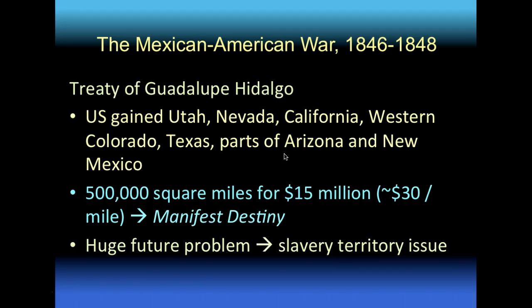This war ends in what is called the Treaty of Guadalupe Hidalgo. And the U.S. ended up gaining Utah, Nevada, California, Western Colorado, Texas, and parts of Arizona and New Mexico. So a lot more than even what President Polk originally wanted. And they got all of this territory, 500,000 square miles, in exchange for $15 million, which was about $30 a square mile, which is really such a tiny, tiny drop in the bucket for what this land is worth, even at the time.